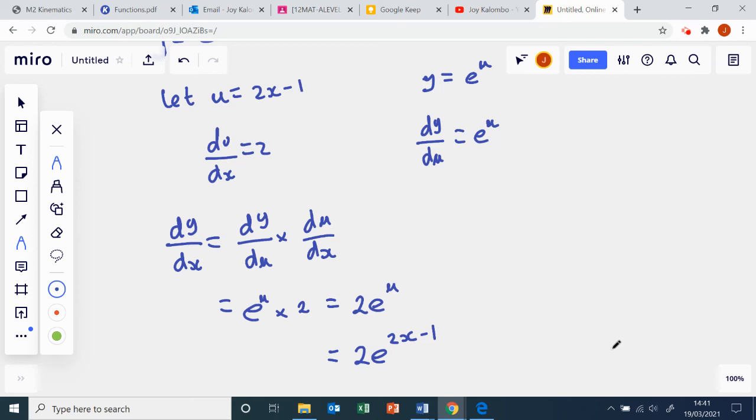Alrighty. I'll show you another video where we look at some more exponential functions and maybe some slightly extended versions. But that is the main essence of differentiating an exponential function.